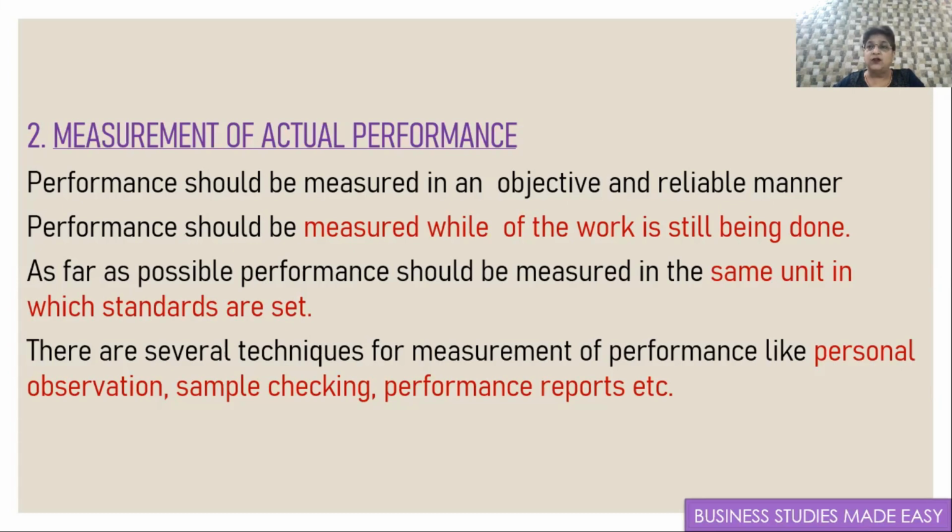Why is this wrong? Because the standard set was in rupees. The standard was that you should sell television worth 40,000, not the units. Number of units were not the target. So if the standard was in rupees, the measurement of performance should also be in rupees, and you can't change it. Therefore, both of them deserve the bonus. And there are various parameters through which you can actually measure the performance, like personal observation or sample checking, etc., to see how the work is being done. And this is the second step.